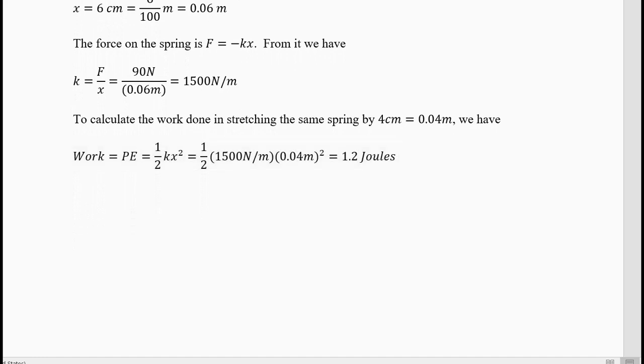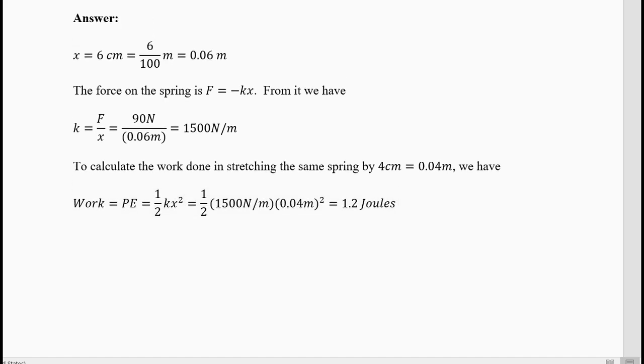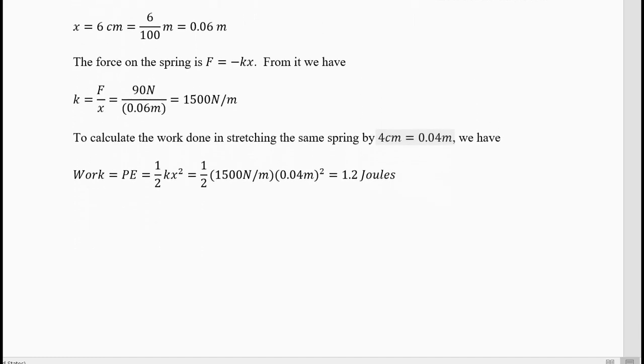To calculate the work done to stretch the spring by 4 centimeters, first express this in meters, divide by 100, you will get 0.04 meters. Potential energy is half kx square, so you get half into 1500 newtons per meter into 0.04 meter whole square, you will get 1.2 joules exactly. So this is a very simple question which one should be able to do.